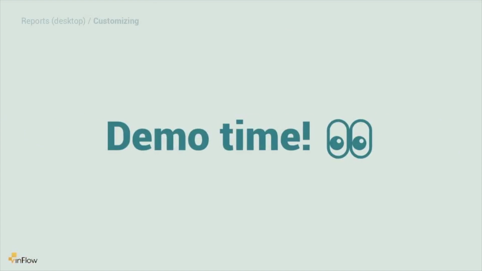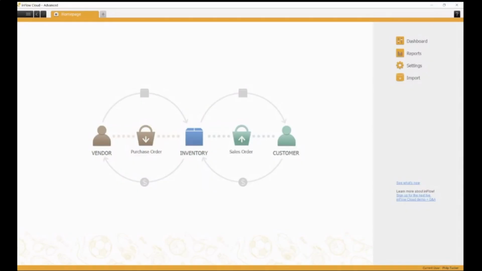So we're going to go to our first demo where I can show you customizing some of the different reports in the desktop program. Okay, so here you're going to see the Windows desktop program of inFlow Cloud. Again, this is only available on Windows machines, unfortunately. So if you have a Mac or Linux or something else like that, unfortunately, you can't download and use this.